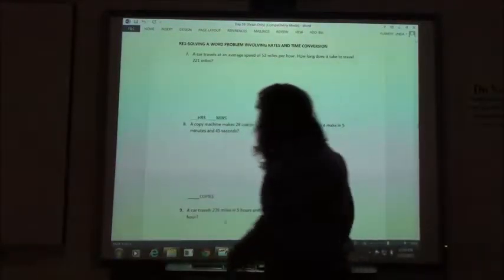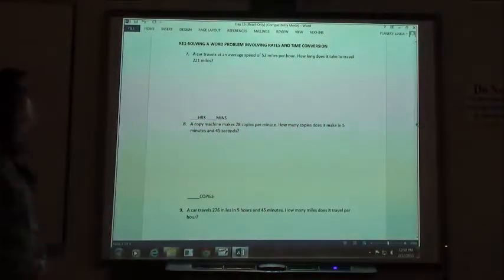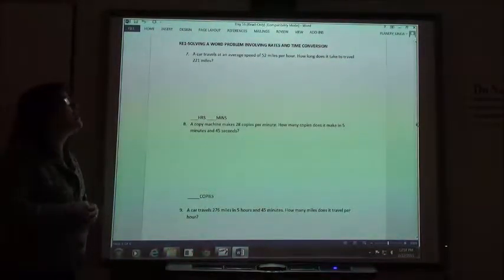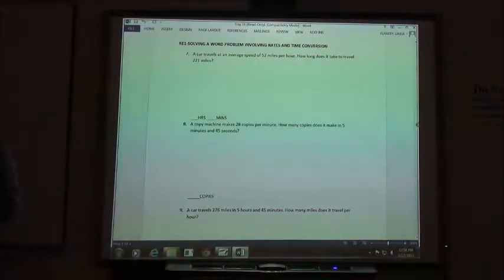All right. Word problem involving rate and time conversion. A car travels at an average speed of 52 miles per hour. How long does it take to travel 221 miles? Now, some people can read these and know if they should multiply or divide, because that's what you're going to do, is multiply or divide. Sometimes you might have trouble figuring out which one you can do. So in order to set the problem up, you can do it as a proportion.